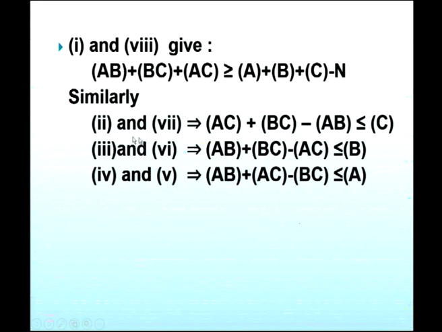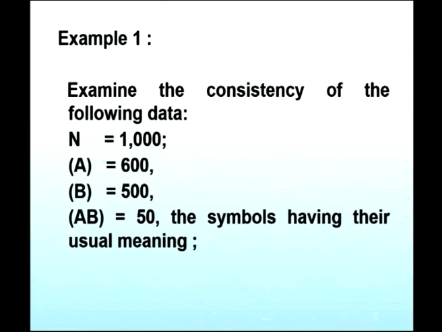Similarly, relating 3 and 6 condition, we have AB plus BC minus AC is less than or equal to B. Fourth condition and fifth condition gives you AB plus AC minus BC is less than or equal to A. Now, after studying the condition for consistency of the data and then criterion for consistency of class frequencies, let us examine an example where you are asked to examine the consistency of the following data. So, examine the consistency of the following data of a population of 1000 members.